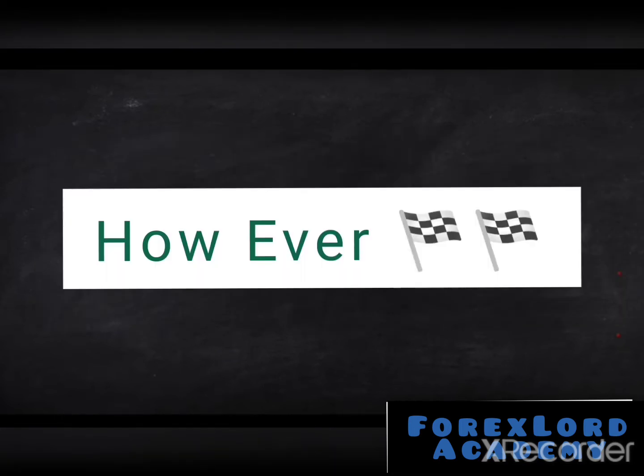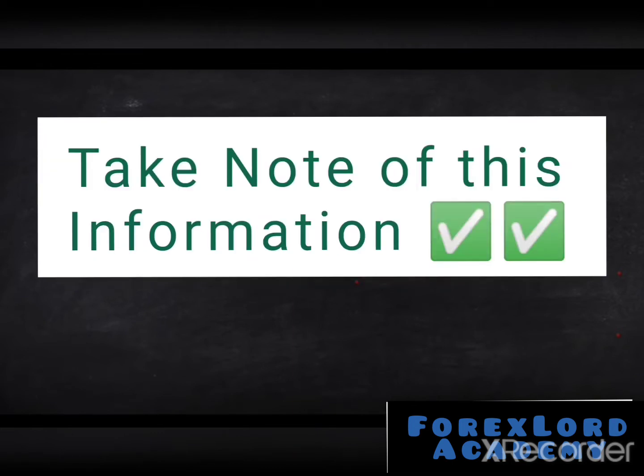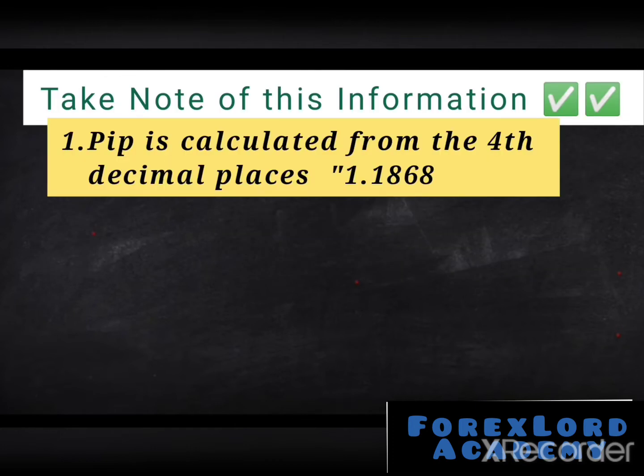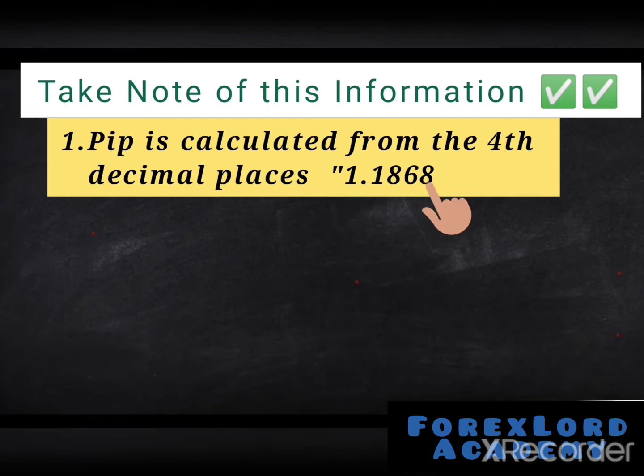However, there are things I would really like us to take note of. Please, if you have your book around you, bring it out and note these few things down, because you'll be needing them in the course of these online lectures. One: PIP is calculated from the fourth decimal place. However, there are a few exceptions. In the course of the training, you will know what the exceptions are. Please note that down.